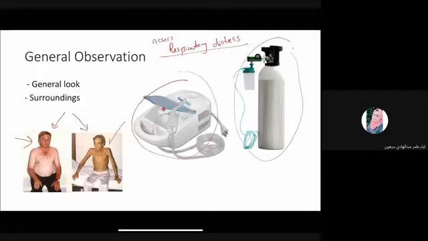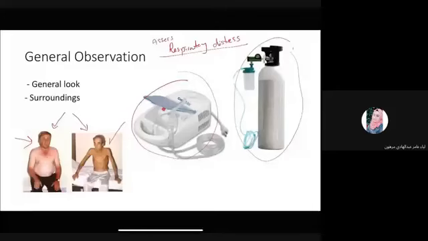If we hear the patient coughing, and there is sputum, and every time he coughs he produces secretion, sputum, this means that possibly he may have chronic obstructive pulmonary disease, he may have bronchiectasis, while if the patient is having a dry cough, he may be having pulmonary fibrosis, for example. This is the general observation.